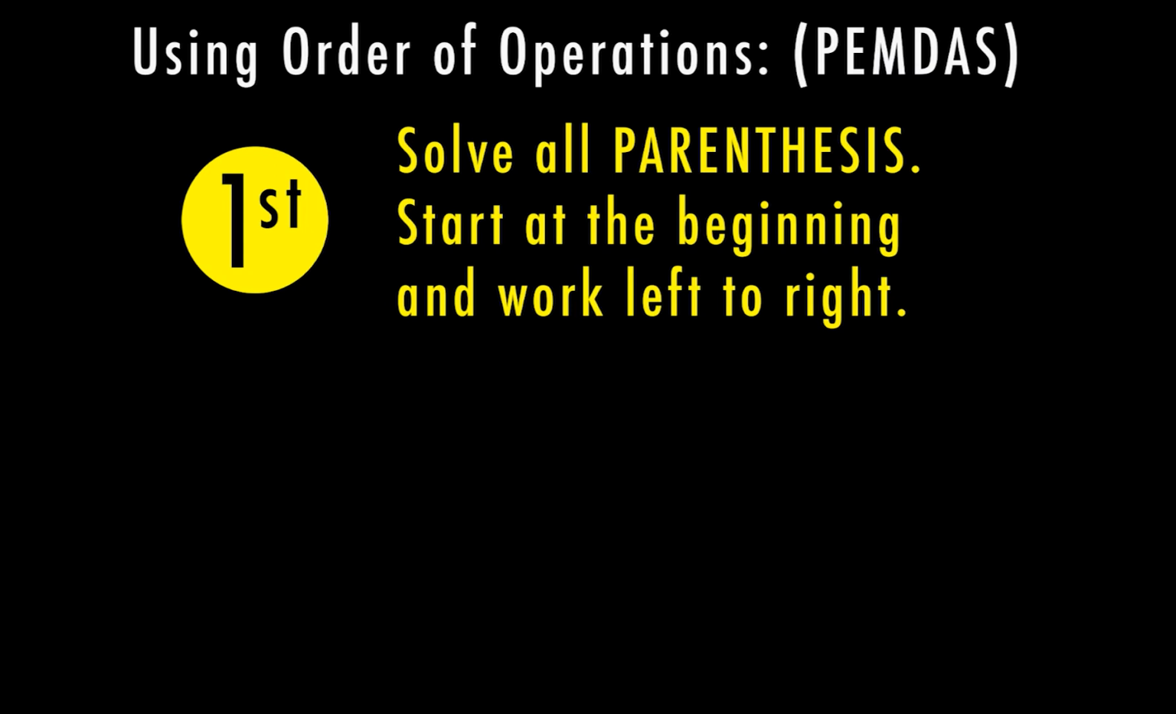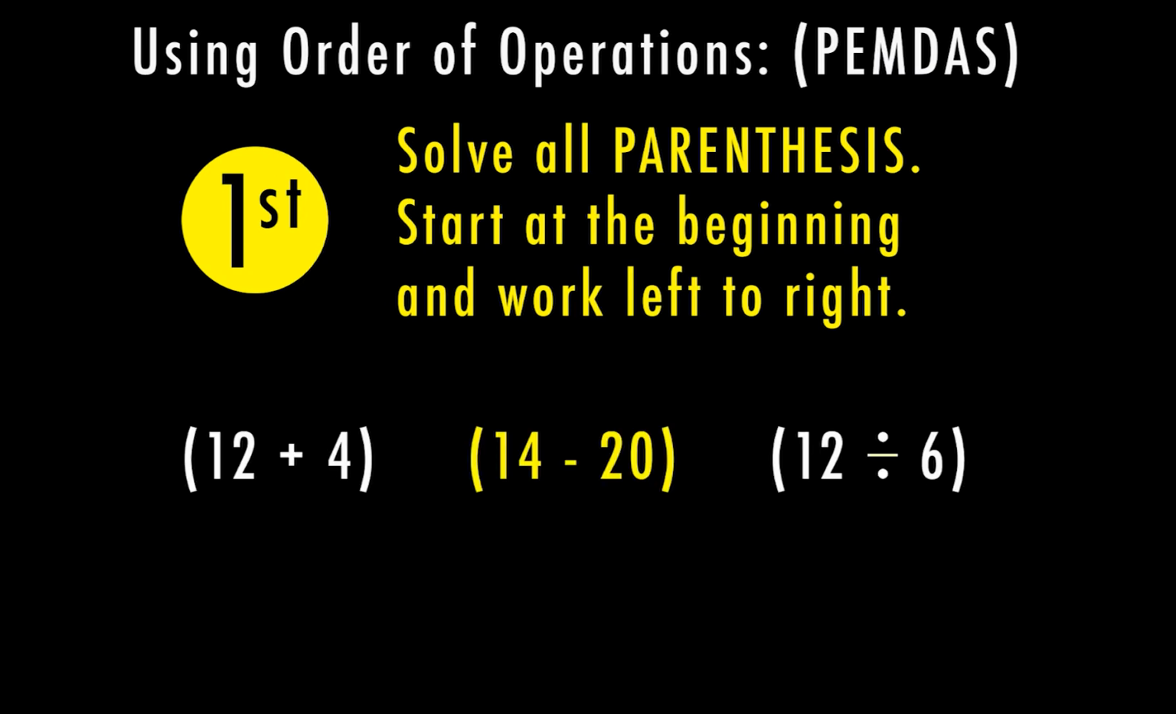What that means is we're going to start at the beginning and work the problem left to right, and we're going to solve all the parentheses first. So let's go through an example of parentheses. We have three problems here that involve parentheses. On the first one, over here on the left, inside parentheses, I have 12 plus 4, and 12 plus 4 is 16. So this would turn into 16 for the next step.